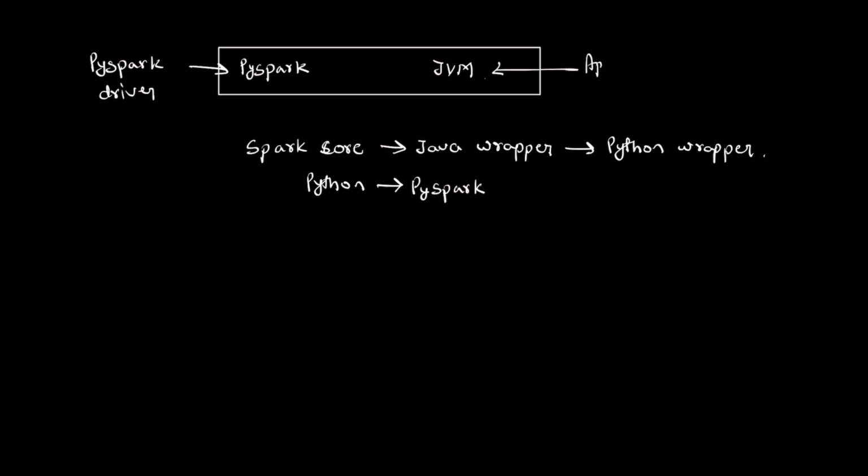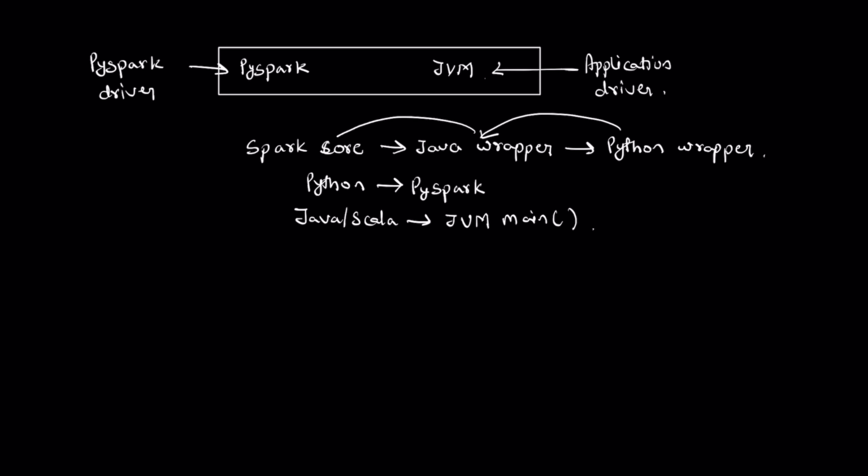And this is the application driver. When our Spark code is written in Java or Scala, the JVM main is used. So if our code is written in Python, the Python code is first converted into Java and then it is executed in the Spark code. Now we have understood what exactly our 10 GB driver consists of and what its functionality is.